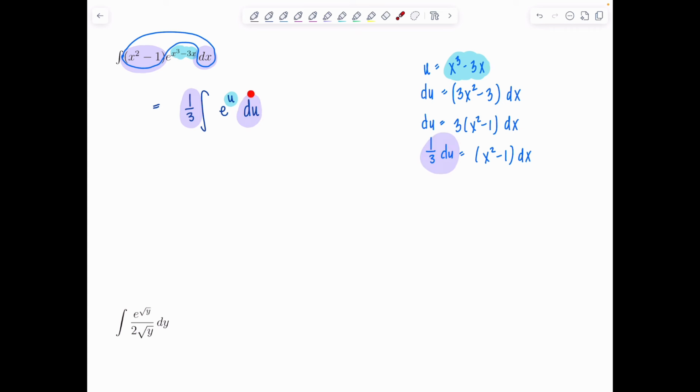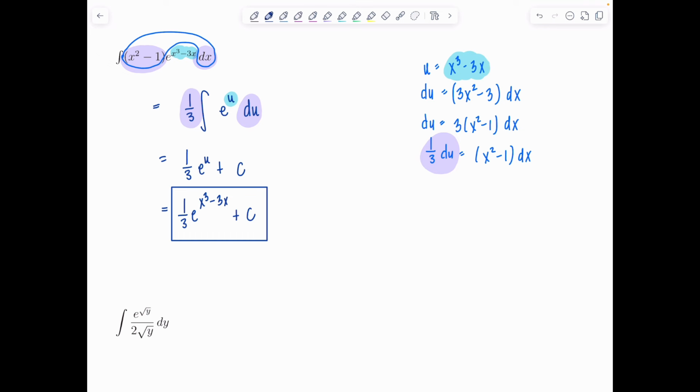Can you find the antiderivative of this? Oh yeah, no big deal. The antiderivative of e to the u is e to the u. The 1/3 comes along for the ride, and just don't forget to put plus c. And then don't box it just yet. Got to go back to the original variable. So this is going to be 1/3 e raised to the x cubed minus 3x plus c. Love it. Excellent.